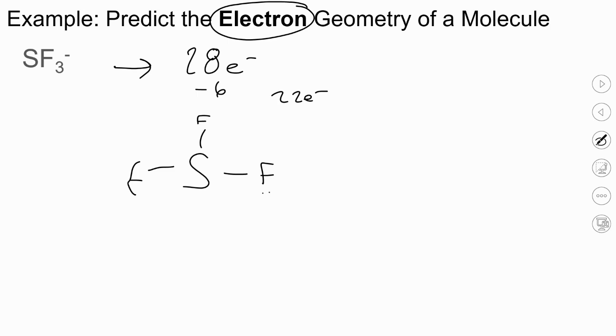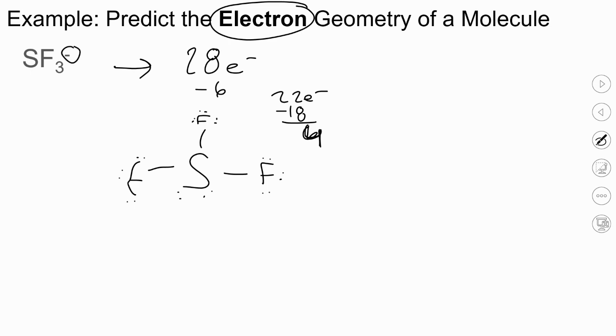Okay, yep, good. We're going to start on the outer atoms. 2, 4, 6, 8, 10, 12, 14, 16, 18. I'm just filling fluorine's octet. Now I've shown 18 more electrons. We have 4 left. Where are we gonna put those 4 electrons? So we're gonna put the rest of them on sulfur. Yep, so we've got 2, 4 on sulfur. So now we've shown all of our electrons.